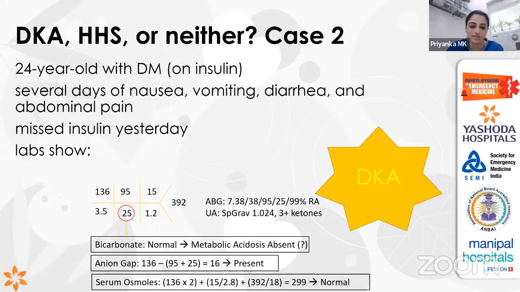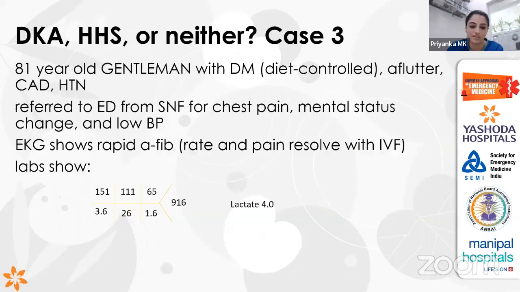This is another case, which is an 81-year-old gentleman with diabetes. He's also having atrial flutter, CAD, hypertension, referred for chest pain, mental state change, and low BP. ECG shows atrial fibrillation, and the rate and pain results with IV fluids. His sodium is 151. His chloride is 111. His bicarb is 26, urea 65, creat 1.6.